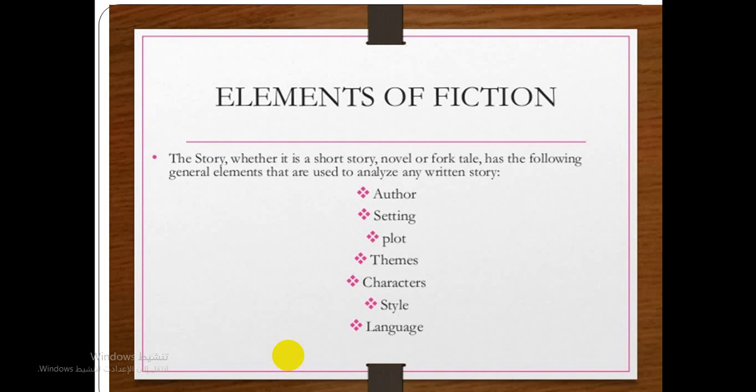You will often be asked to write a literary analysis. An analysis of a short story requires basic knowledge of the literary elements of a short story. The elements of fiction, or the elements of the short story, are used to analyze the story: author, setting, plot, themes, characters, style, and the language that the author uses.